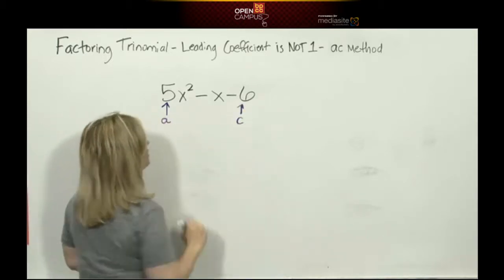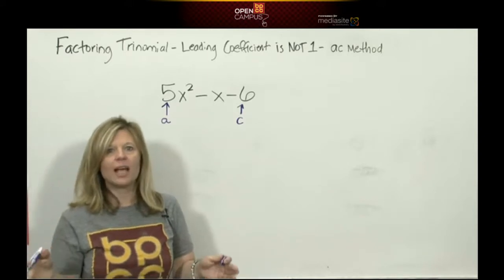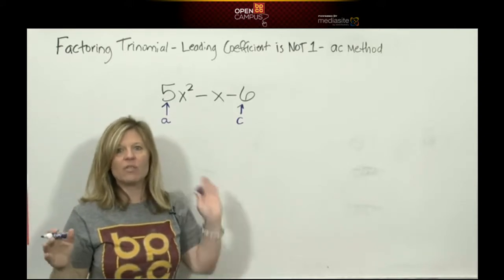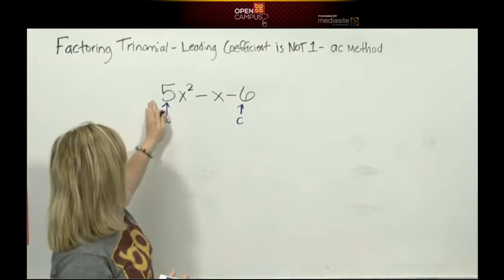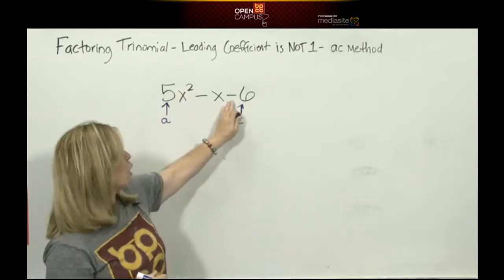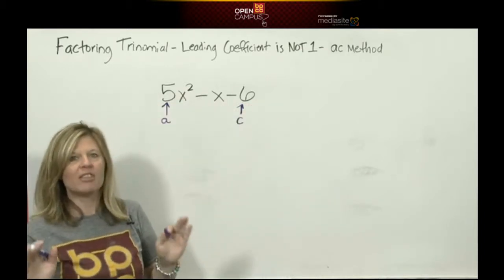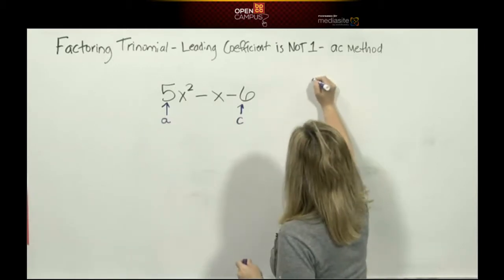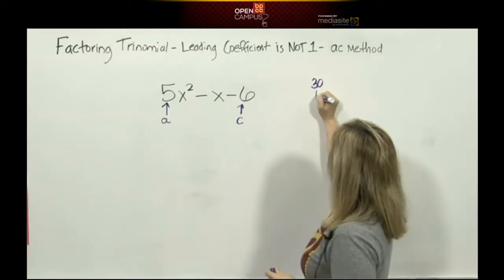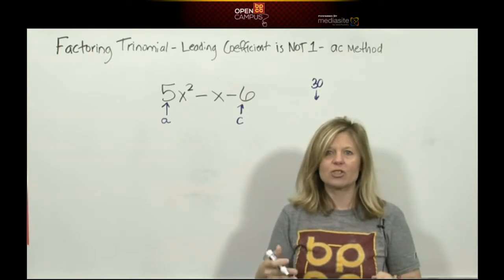and C is always your constant. So C is negative 6. So you just have to locate those numbers. Now what you want to do on the side is multiply that 5 times that 6. Don't worry about the negative sign, just multiply the numbers. So 5 times 6 is 30. And what you're going to do here is list all the factors of 30.